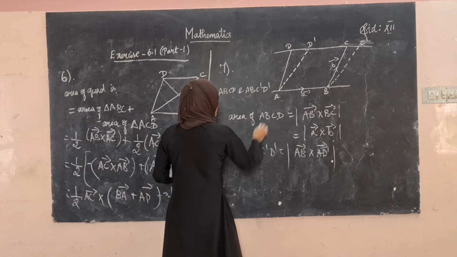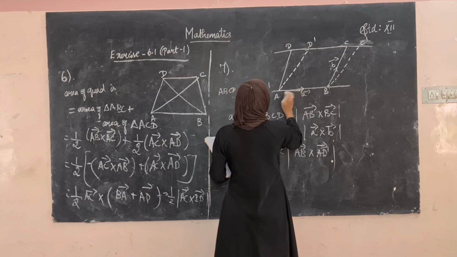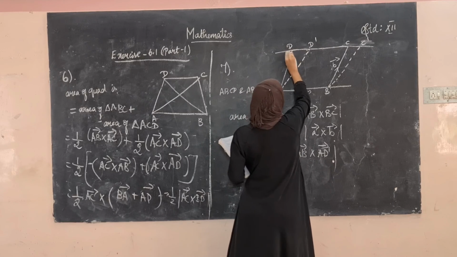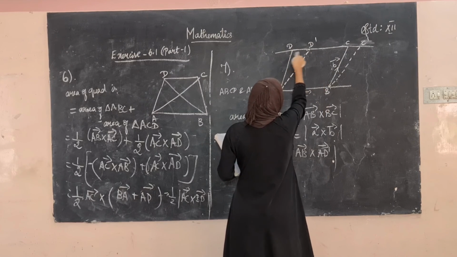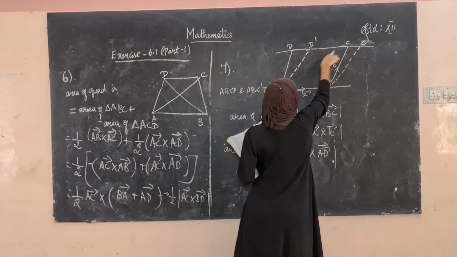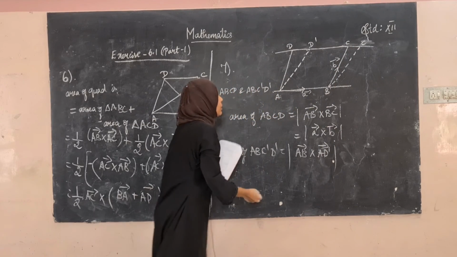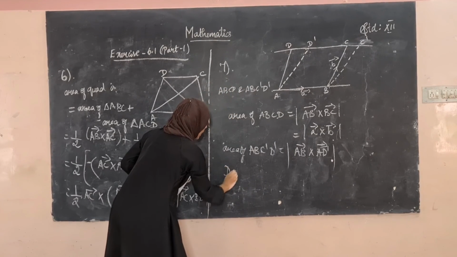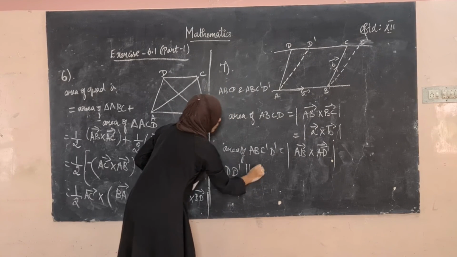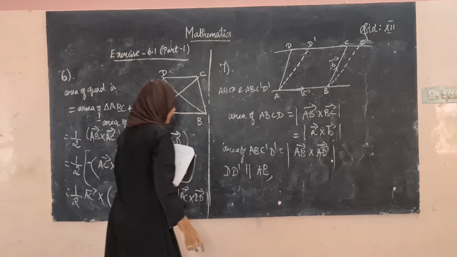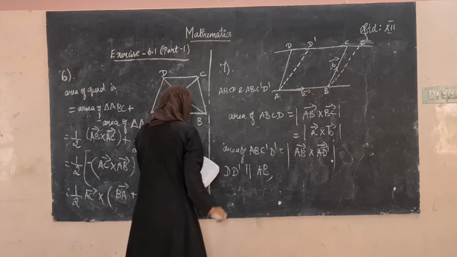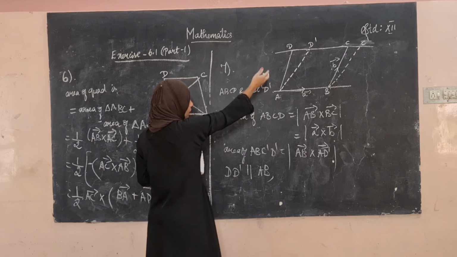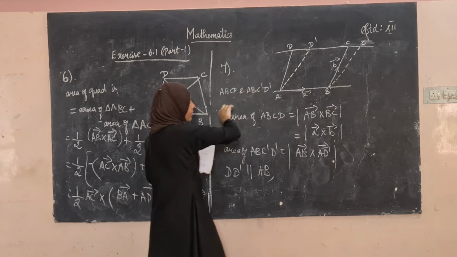See here, these two are the same parallels. These two parallelograms lie between them, and this is parallel to this. Therefore, we can say DC is parallel to AB, and D dash C dash is parallel to AB. Since we are taking this line, we know that D dash is parallel to AB. If it is parallel, what's the condition?